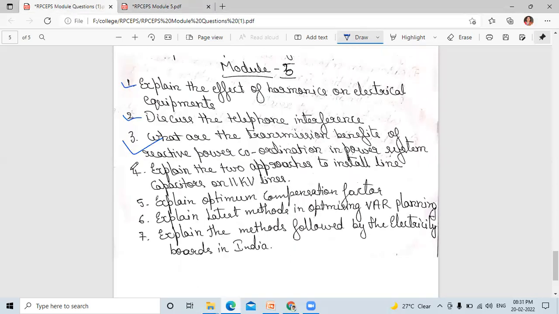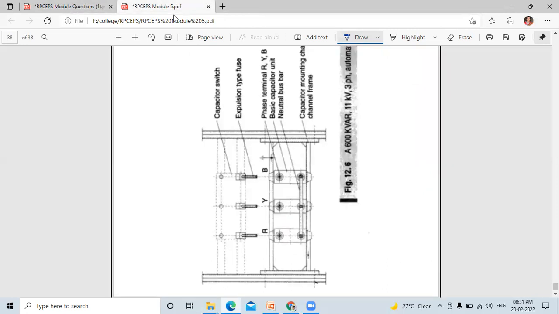Next, what question is there? Explain optimum compensation factor. Optimum compensation factor.